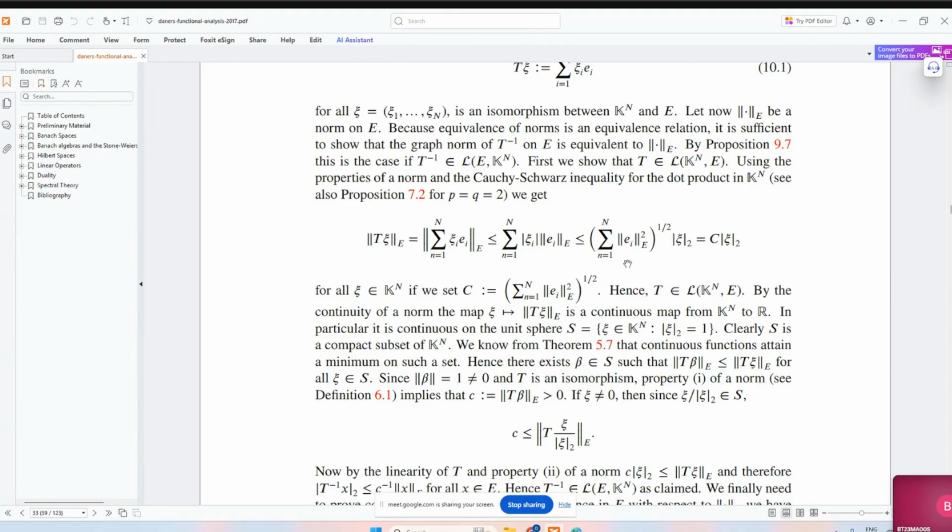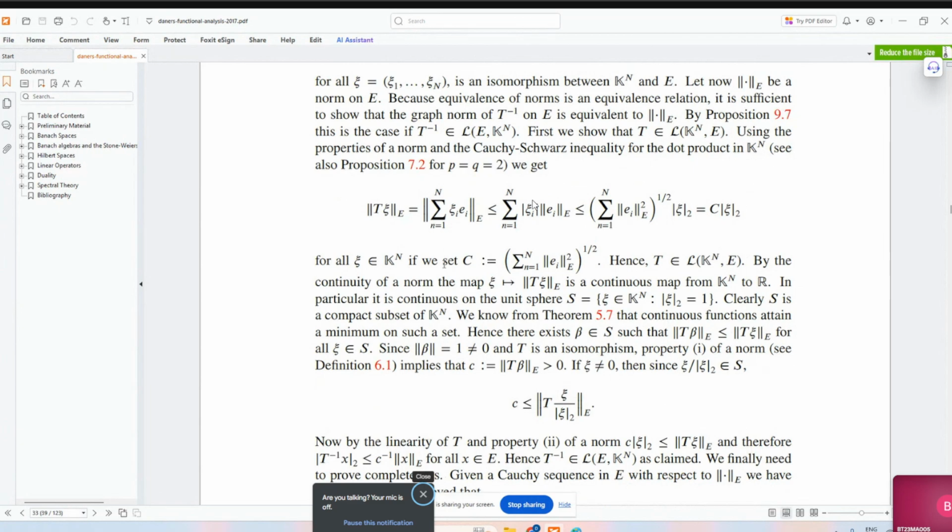For p equal to 2 and q equal to 2, it is the summation over i equal to 1 of norm E_i squared, raised to half, into the sum of mod xi_i squared. Call the sum from i equal to 1 to n as C. So you get the norm of T xi at most C times the L2 norm of xi. This is true for all xi in K^n. Hence T is a bounded linear operator and T inverse is also a bounded linear operator.